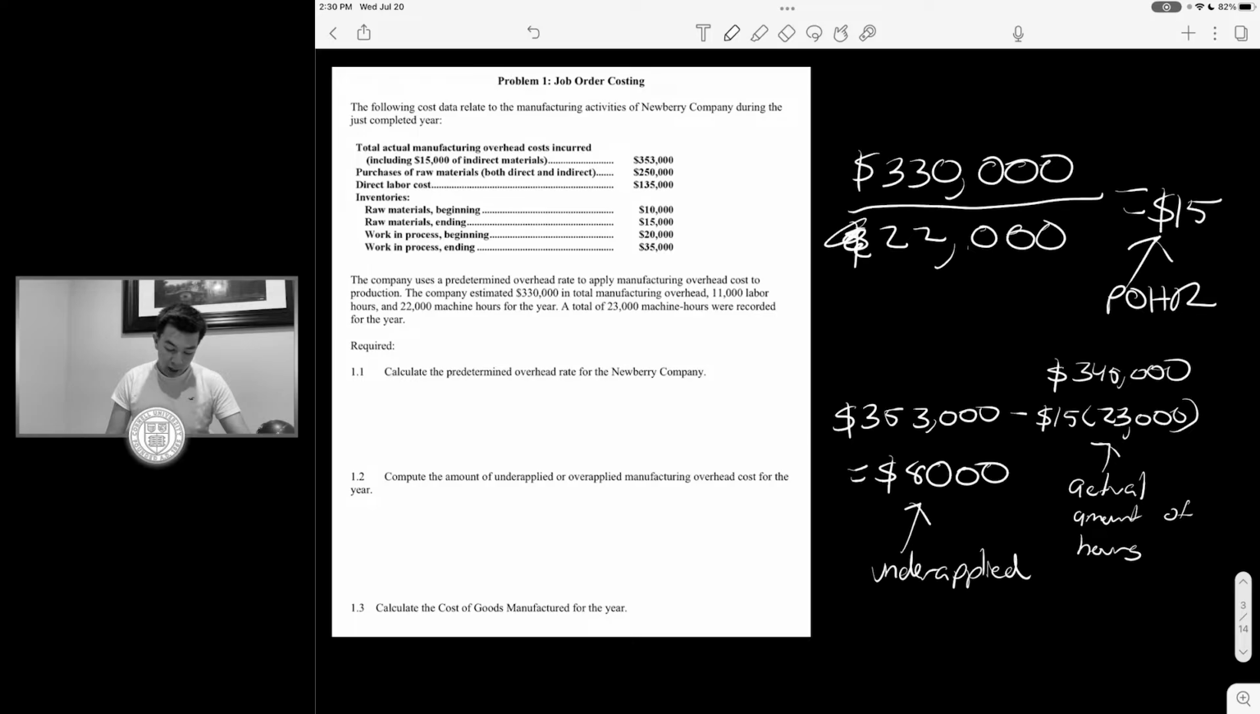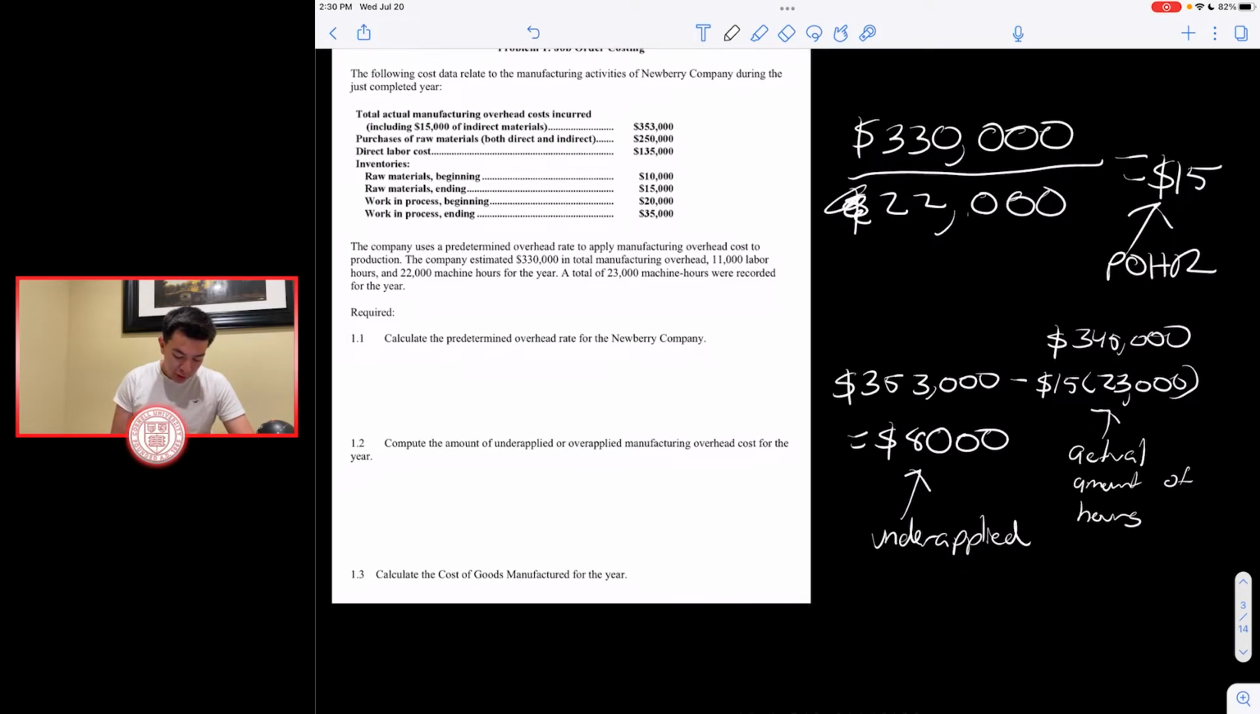Obviously, we were off by a little bit, because if we multiply 15 times 23,000 hours, we only get $345,000. So we were off by $8,000. We paid $8,000 too little. Therefore, we underapplied our cost by $8,000. Basically, we want to put this cost figure onto our books. So we put $345,000 as a placeholder, and then once we get the actual figure, we readjust it to show the actual amount of overhead. I hope that makes sense, and let's get on with the video.